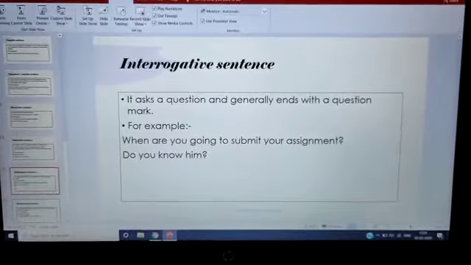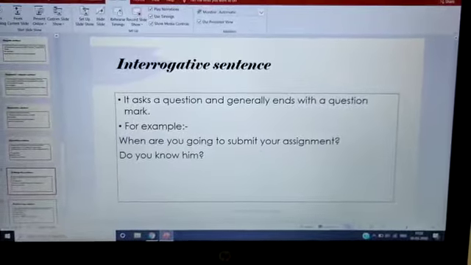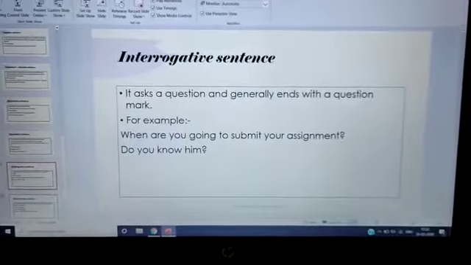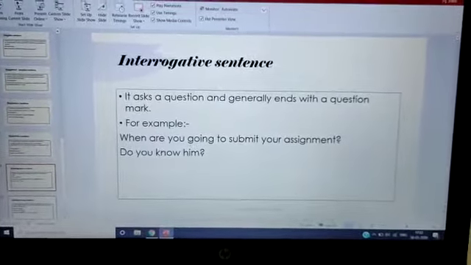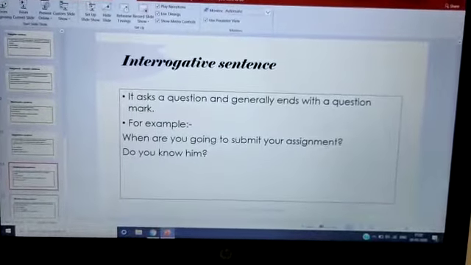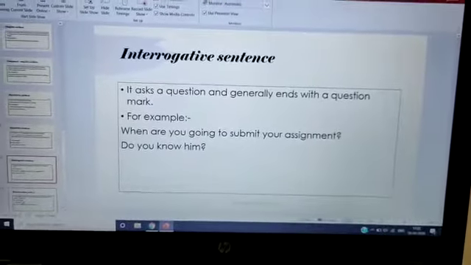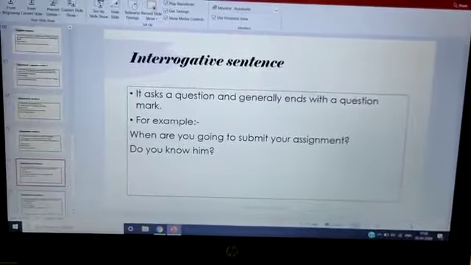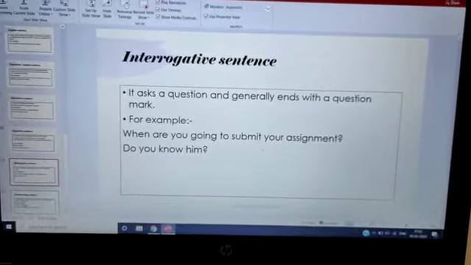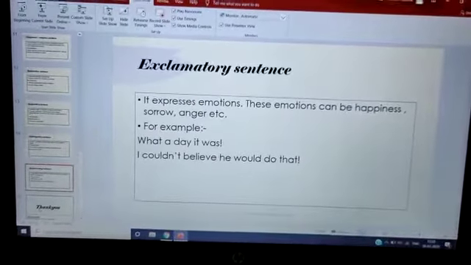Moving to the next type of sentence, the interrogative sentence. In this type of sentence, we generally ask a question and it generally ends with a question mark. It is very simple. So let's see the example. When are you going to submit your assignment? Yes, it is a question and it is ending with a question mark. The next example is, do you know him? It is also ending with a question mark and it is a question. Hence, these types of sentences are called interrogative sentences.